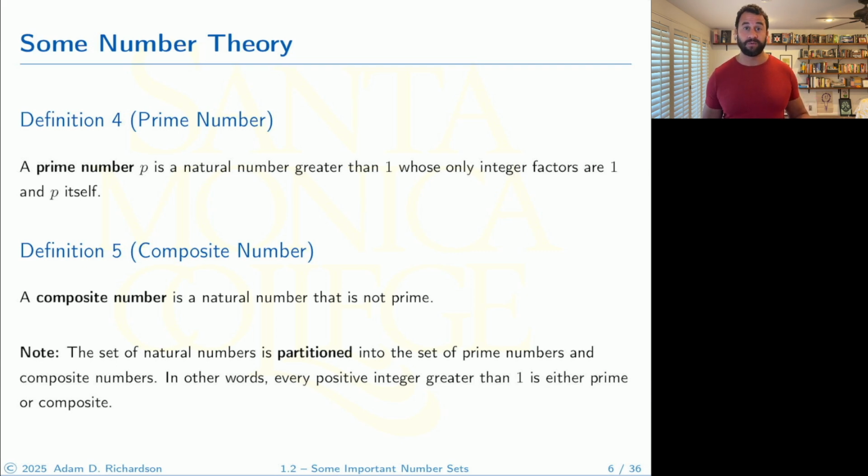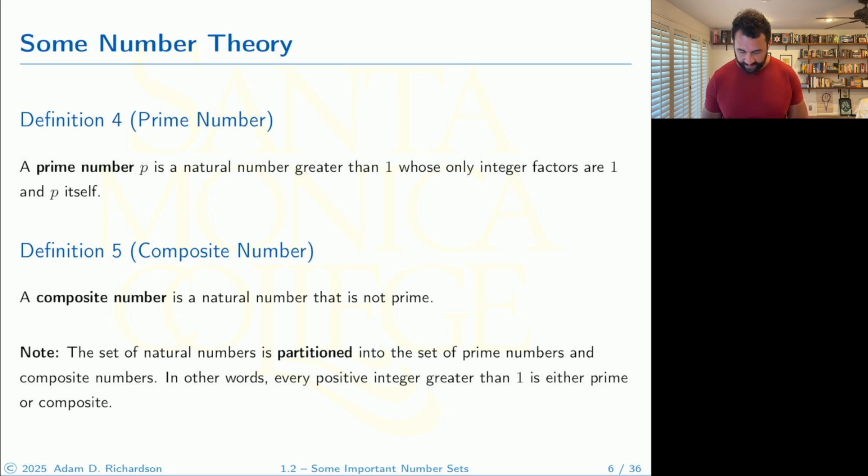Compare that to prime numbers. Here's a prime number, 2. The only way you can factor 2 is 1 and 2. In fact, 2 is the only even prime number. 3 is also a prime number. 13 is a prime number because you can't factor it into other factors than just 1 and 13.